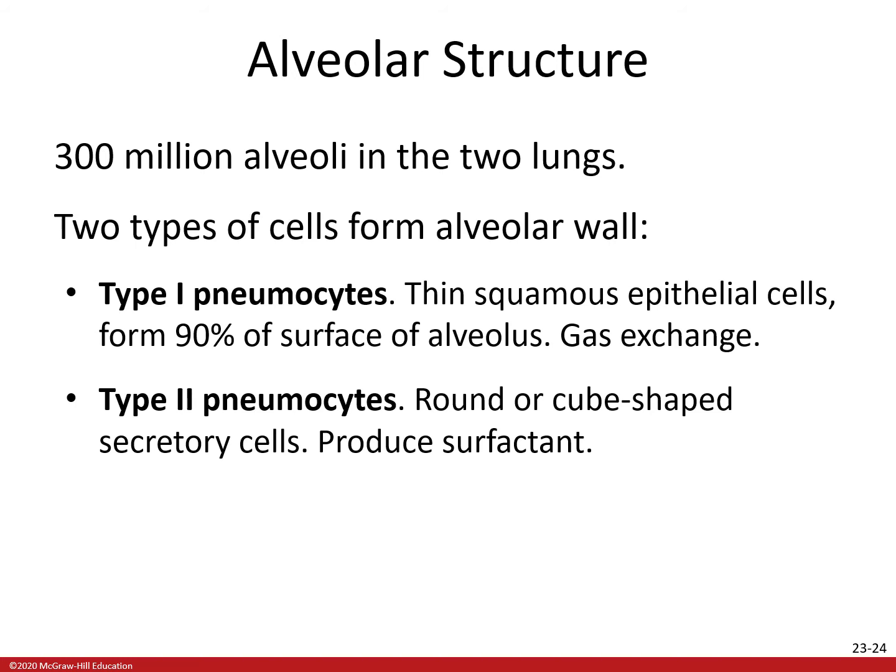Type 2 pneumocytes are going to be round or cube-shaped secretory cells, and they are going to produce something called surfactant. So they are secreting surfactant. And we'll talk about surfactant a little bit more later, but just know that with surfactant, it's going to make it easier for our alveoli to expand during inspiration.